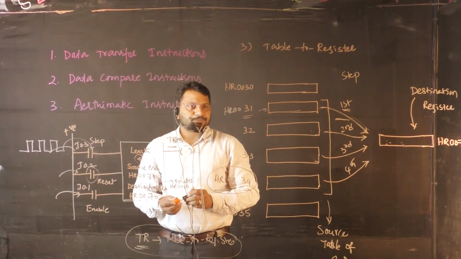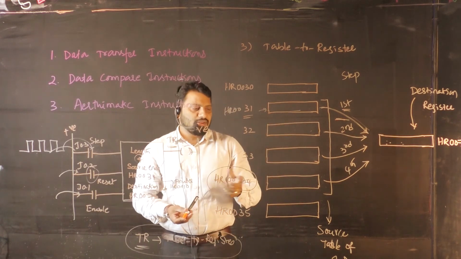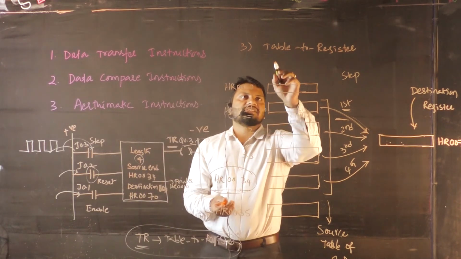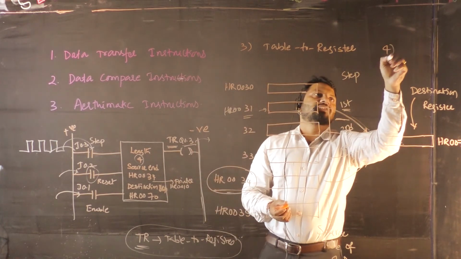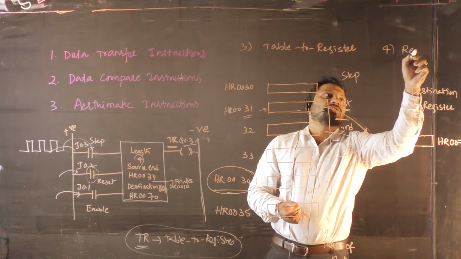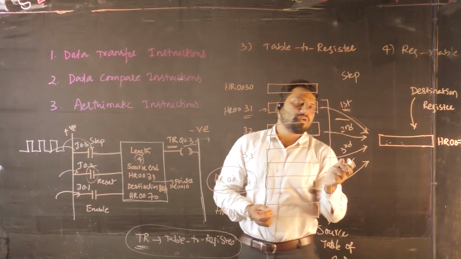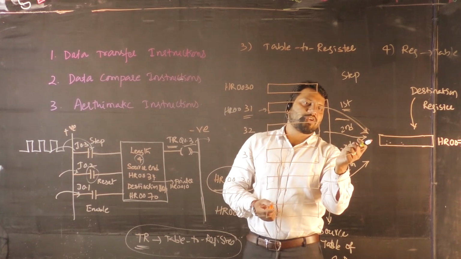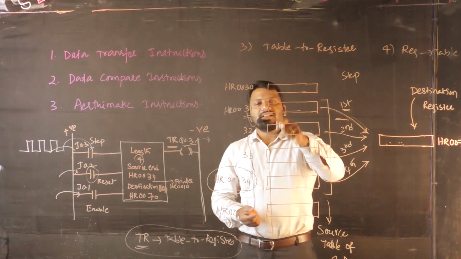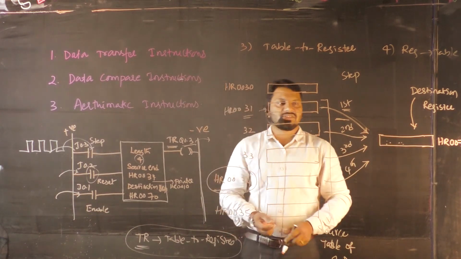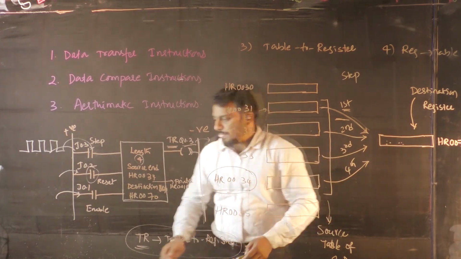We will see now the second way, that means the reverse way. This is the table to register transfer. The fourth case is register to table. That means now data transfer needs to be performed from the source. The source is one register, and the destination is a sequence of tables. For that, how is data transfer going to take place?